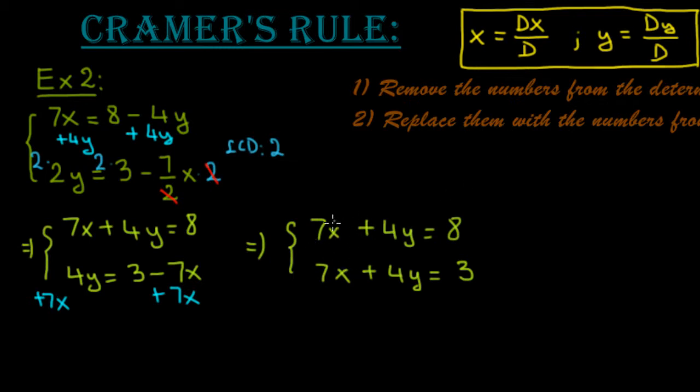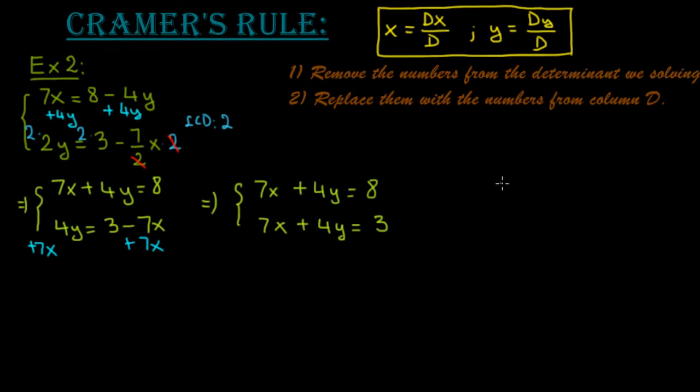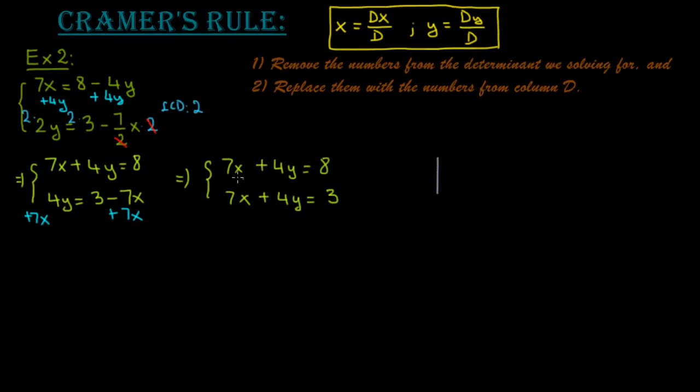First we bring down, or we don't have space to bring down, so I'm going to write on the side. We bring over all the coefficients, so we have 7, 4, 4, and the dash line stands for equal, 8 and 3. Okay, as we know, this first column comes from x, so the x, Dy, and D. Okay, now we set up determinant D.